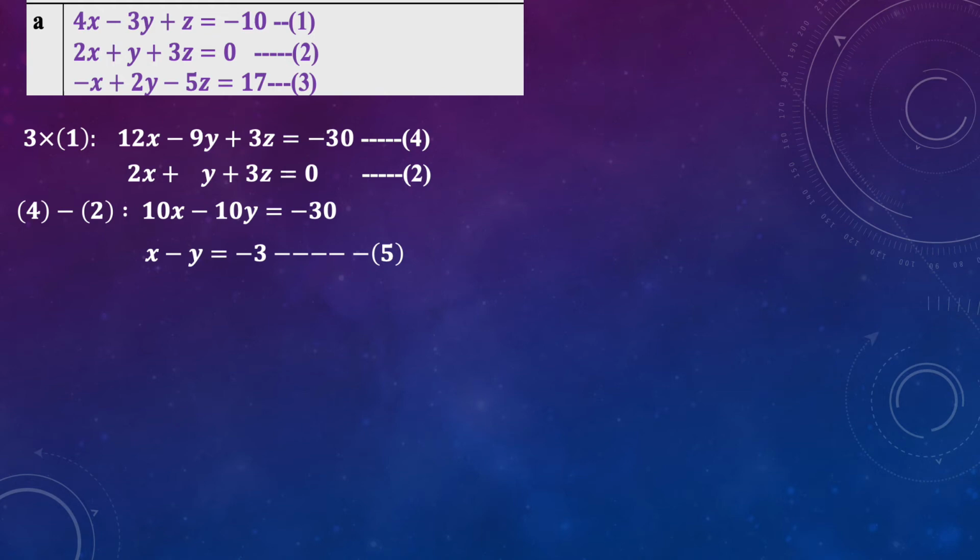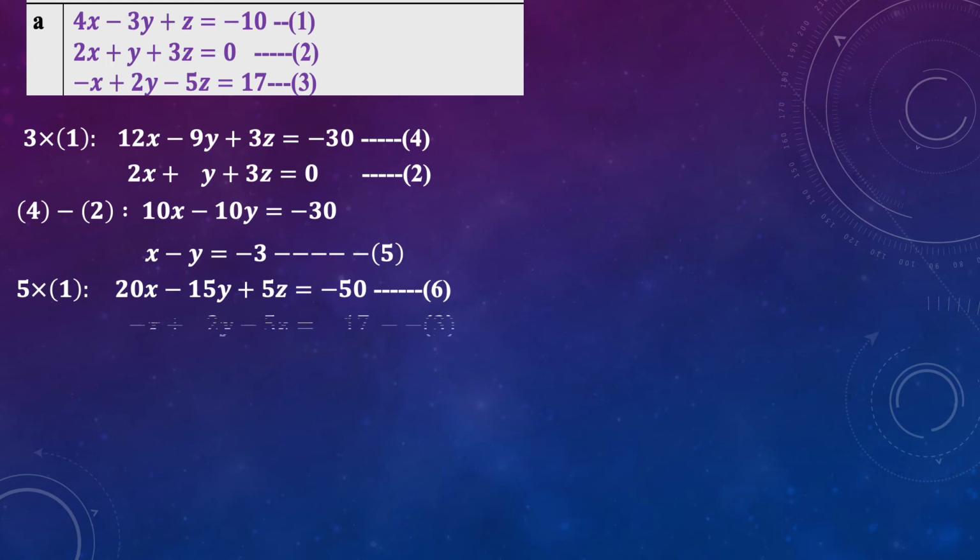Okay, now the second step, you're going to get another linear equation. Now we are going to minus or plus equations 1 and 3. You notice in 1 and 3, the variable x has coefficient 1 in one and negative 5 in the other, so you have to multiply equation 1 by 5. So you get 20x minus 15y plus 5z equals negative 15. You get equation number 6.